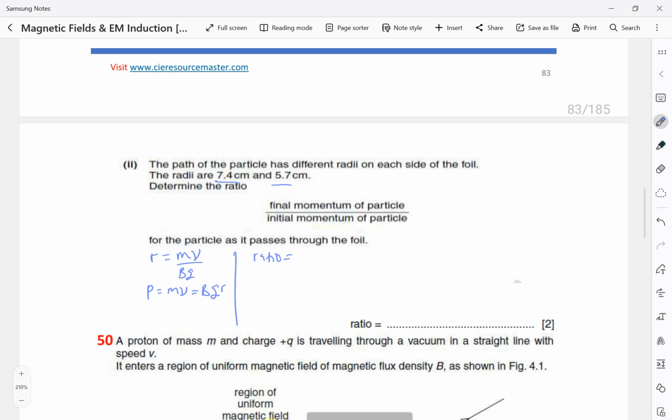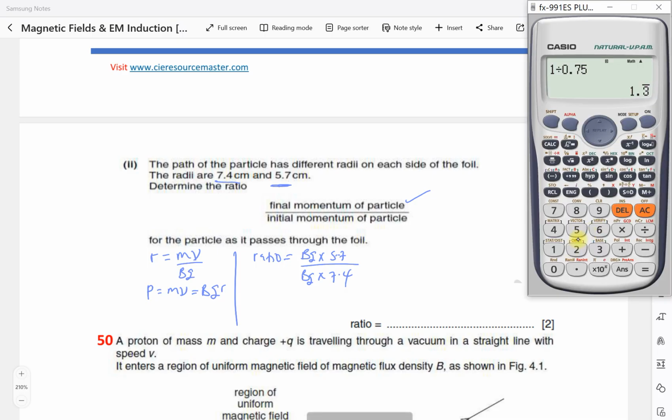When I try to find the ratio, of course the B is the same, Q is the same because it's the same particle. What is changing is the radius. So final momentum, final radius is 5.7, so this is BQ times 5.7 centimeters. Initial radius is 7.4, so this is BQ times 7.4 centimeters. So the ratio is going to be 5.7 divided by 7.4, which is 0.77.